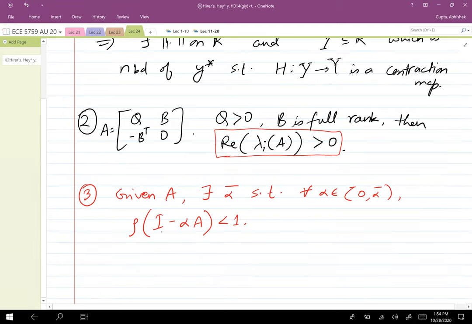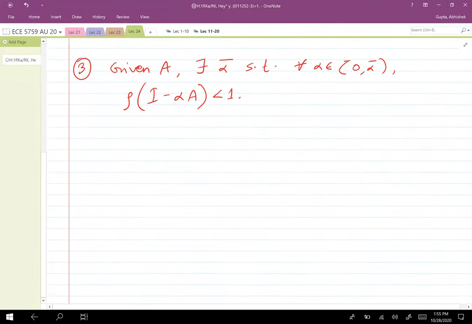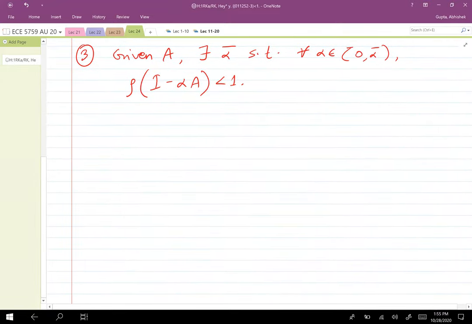Okay, so this I is the identity matrix. Alpha is of course a positive number, but a small positive number. And there is an upper limit on alpha such that the spectral radius of I minus alpha A is strictly less than one. Now, this is a purely linear algebra question. So I'm assuming that some of you can help me establish this result. So how should I prove it?